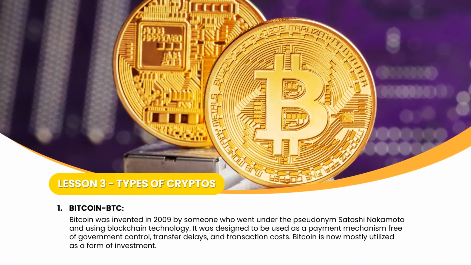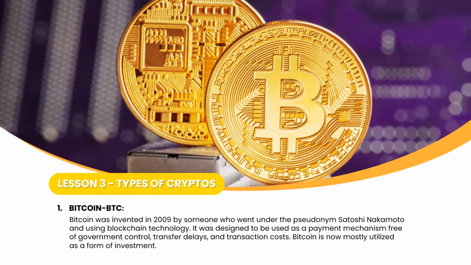Lesson 3. Types of cryptos. One. Bitcoin, BTC. Bitcoin was invented in 2009 by someone who went under the pseudonym Satoshi Nakamoto and using blockchain technology. It was designed to be used as a payment mechanism free of government control, transfer delays, and transaction costs. Bitcoin is now mostly utilized as a form of investment.